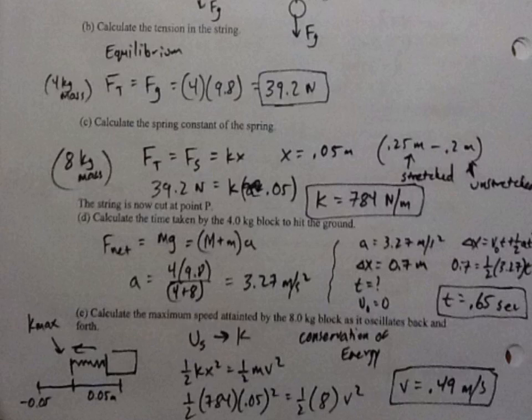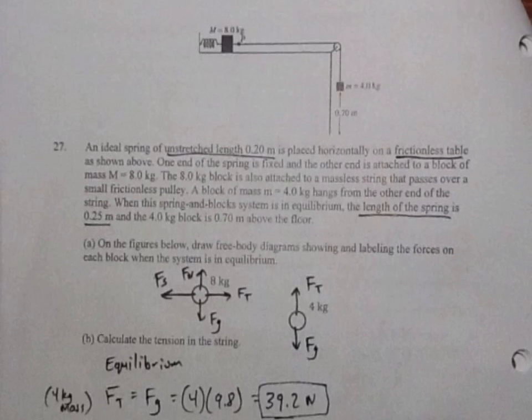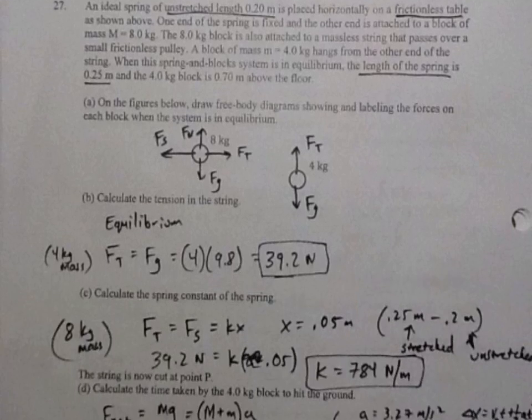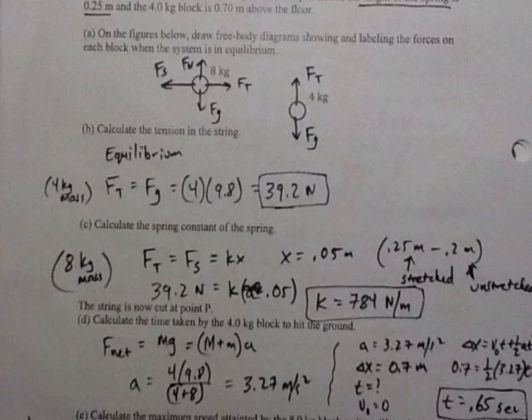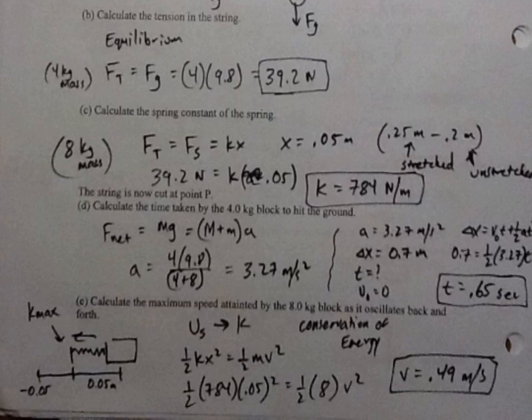The string is cut at point P, which we can see is to the right of the 8 kilogram mass. So the 8 kilogram mass isn't going to go off the table, only the 4 kilogram mass is going to fall. Now it's a massless string, so since we only care about the 4 kilogram mass falling, we know it's going to accelerate at 9.8 meters per second squared. So you can ignore the left side of part D, all the work that I did there, because again we know the acceleration is just negative 9.8.